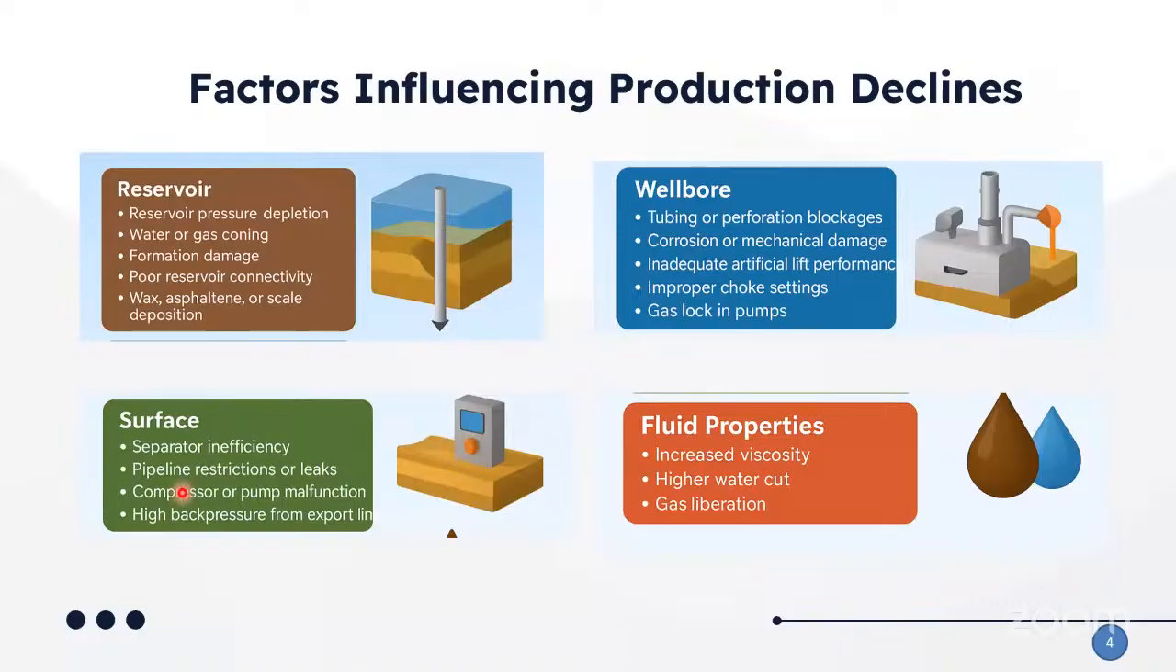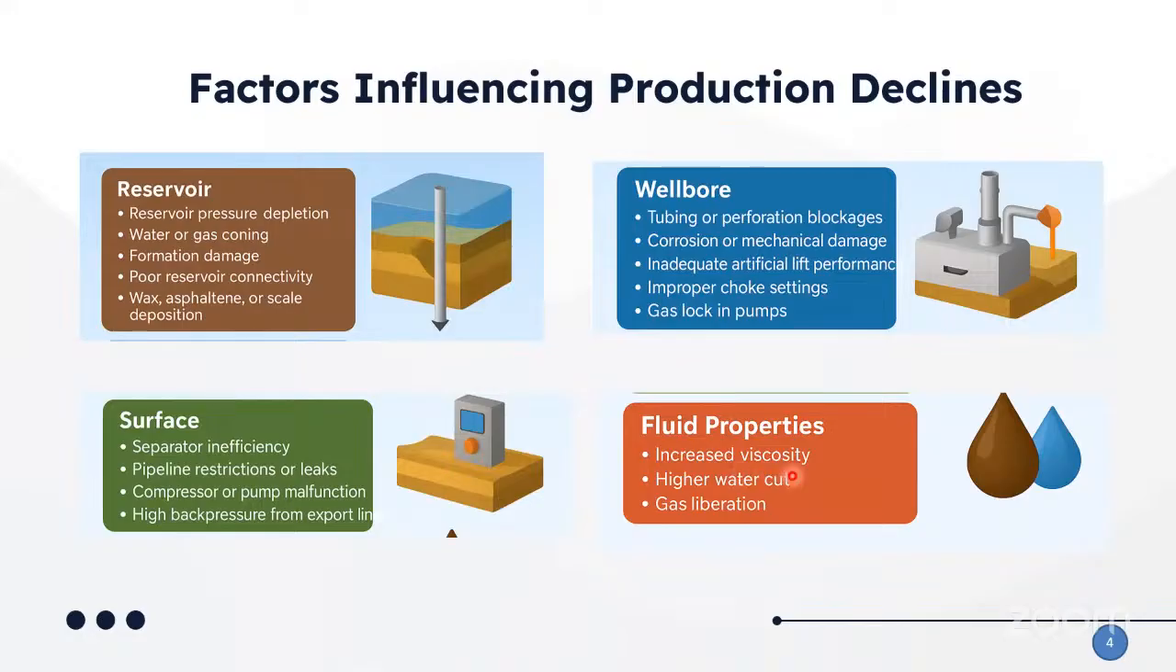So that restriction in the pipeline, at the wellhead and anywhere, can cause all that back pressure that reduces your pressure drawdown, because you actually need a large pressure drawdown to be able to lift that well correctly. Then compressor or pump malfunction can also be another problem. High back pressure from the export line.